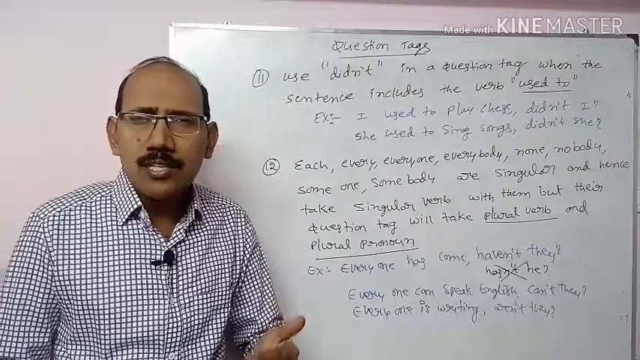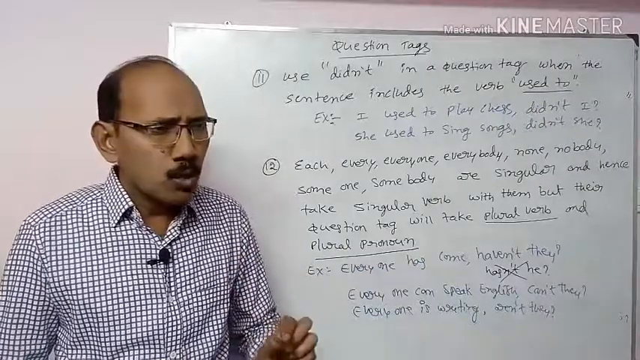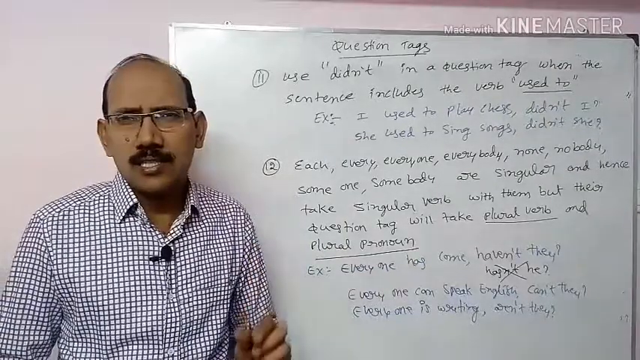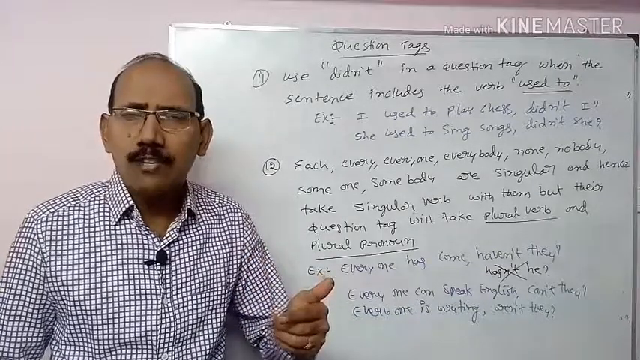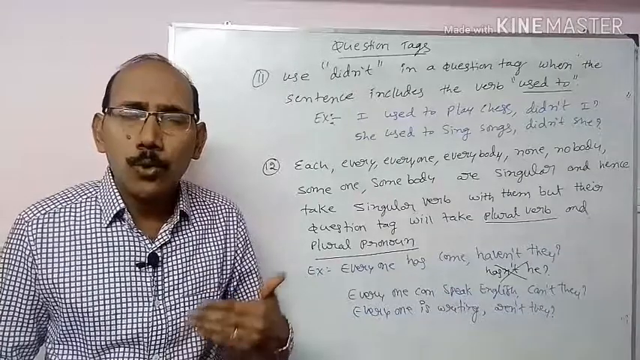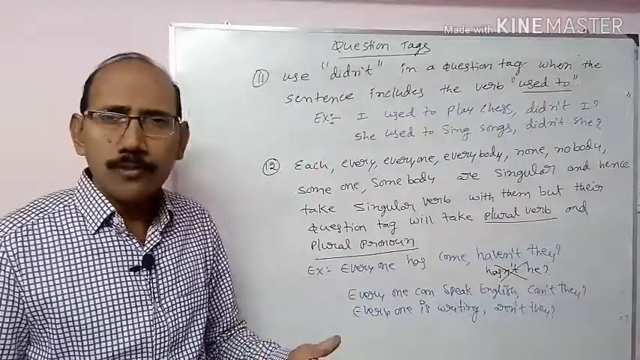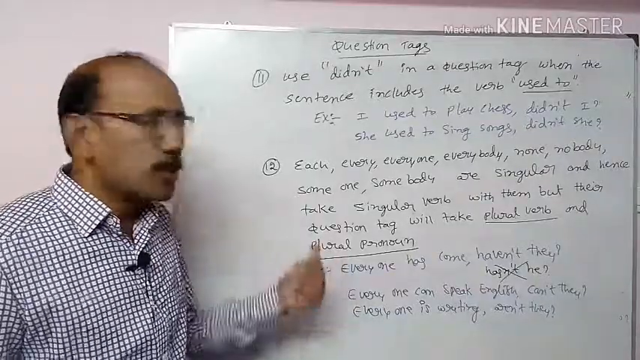Whenever we use a sentence like "Everyone is going," we have to say "is" only there. "No one is participating in this match," we have to say like this only. But for the purpose of the tag, we have to treat them as plural, and we need to give a plural verb, a plural assisting verb, and also a plural pronoun.